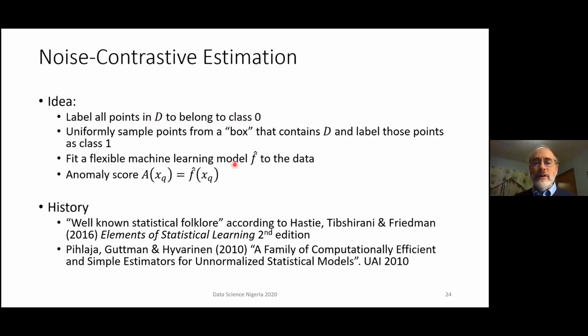And then fit a classifier to it. We want a flexible classifier, so I wouldn't use a linear classifier. I would use something flexible like a deep neural network, or I like boosted regression trees for this purpose. And then we can just use the value of this fitted function as our anomaly score, because it's been designed to have high values on these random points and low values on the known data. So this is a dead simple idea.